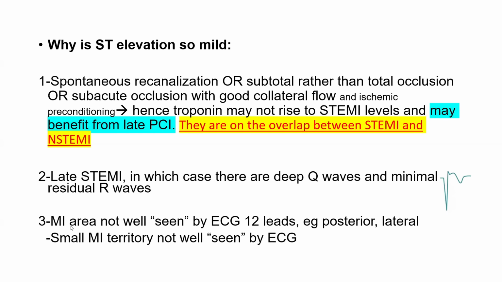The third possibility, which I think is less common, is MI area not well seen by EKG, especially posterior and lateral wall, or the MI is small and not well seen by the EKG. And some people have performed 72 lead EKG to catch those small occlusive MI. But the more important explanation to me is those two.